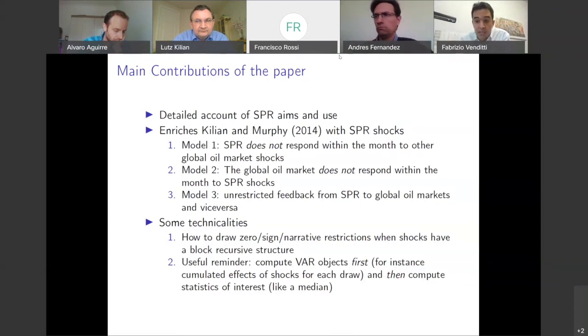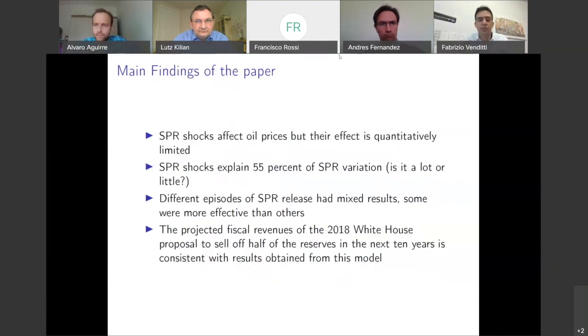And then there are some technicalities that are discussed in the paper. So how to draw zero-sign narrative restrictions when shocks have a block recursive structure. I think this is very interesting, and I will discuss this point a bit later. And then some useful reminders. So when you have set identified VARs, then you have to compute VAR objects first, for example, cumulative effects of shocks for each draw, and then compute statistics of interest, like, for example, a median. But I look forward to reading the new paper that Lutz mentioned with Inwe on how to do inference in this kind of vector regressions.